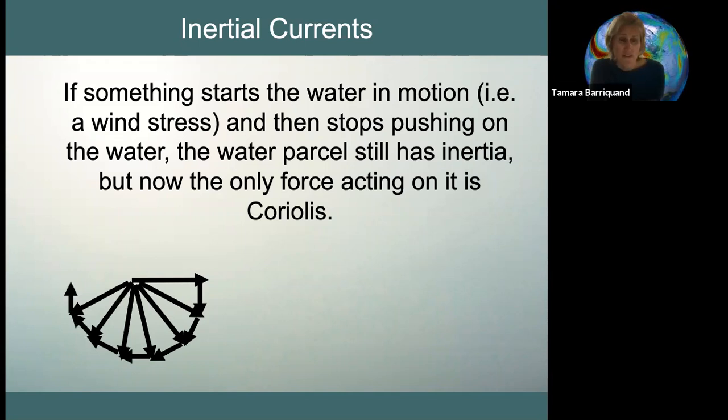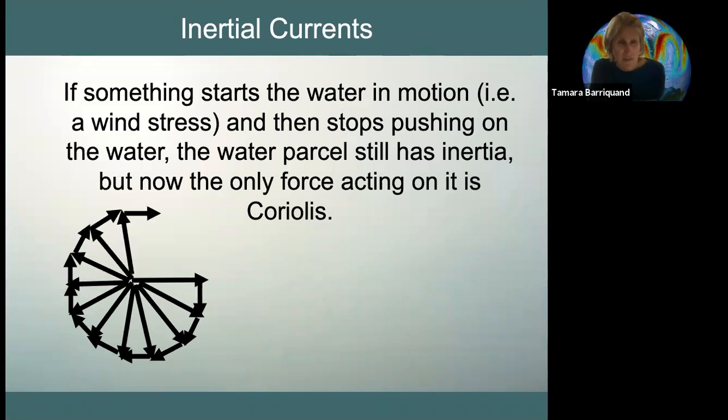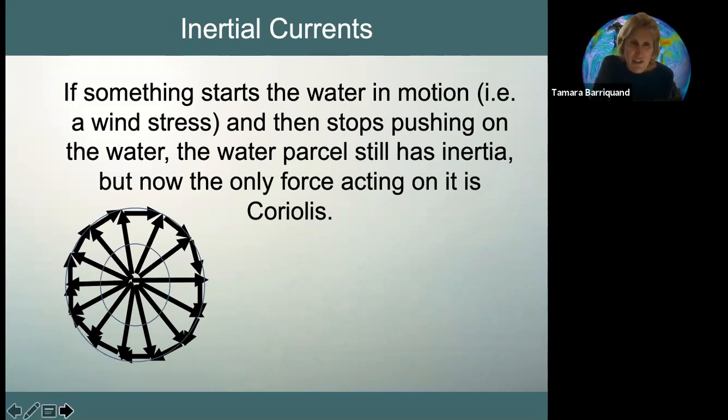If our water parcel is acted on only by Coriolis, it will continue moving around to its right in the northern hemisphere, for example. The southern hemisphere will be moving to the left. And so we see that we end up with a circular motion. And those are what we actually see in the ocean. These are inertial currents that we see all the time.